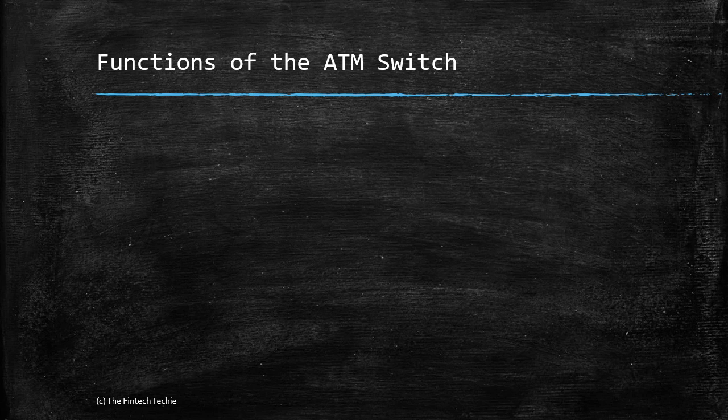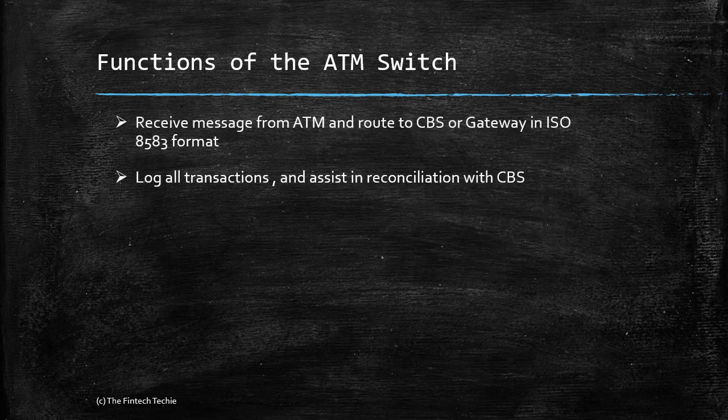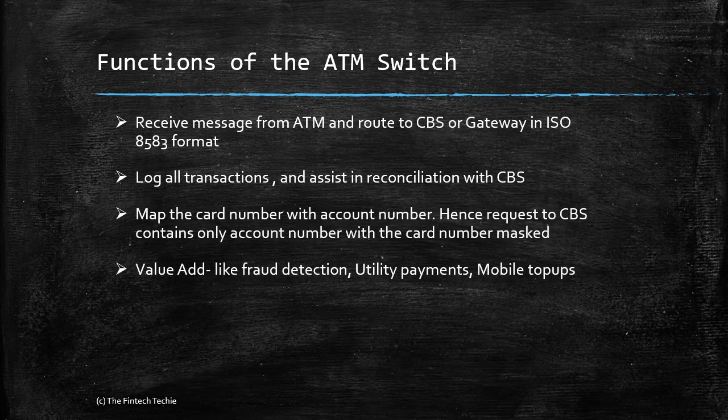So let's find out the main functions of the three main pillars. First is the ATM switch. It receives the message from the ATM and routes it to the CBS in the ISO format. It logs all transactions to assist in reconciliation with the CBS. It maps the card number with the account number. Hence, the request to the CBS contains only the account number as we saw. It performs value-added functions like fraud detection, utility payments, and mobile top-ups. It performs stand-in transactions as we saw.